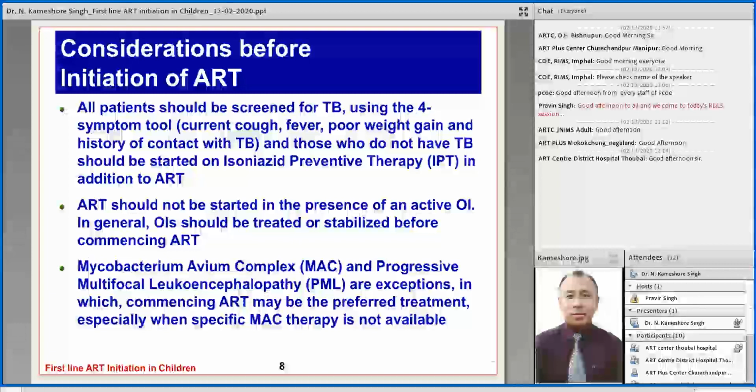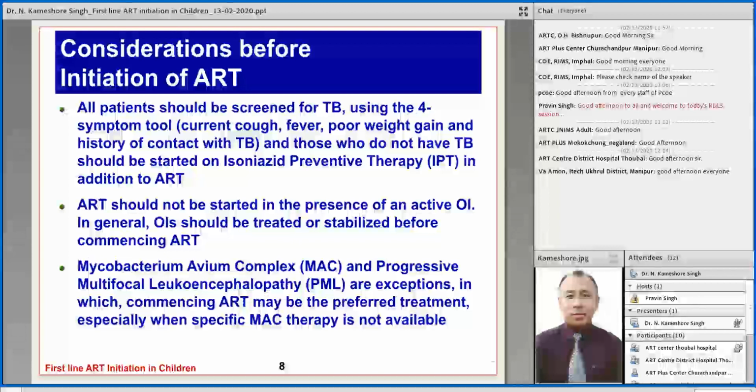If those children do not have tuberculosis, we may start IPT, that is isoniazid preventive therapy, in addition to ART. ART should not be started in the presence of active OI, as I have mentioned already. In general, the principle is that opportunistic infections should be treated or stabilized before the commencement of ART. In case of Mycobacterium avium complex and progressive multifocal leukoencephalopathy, the commencement of ART itself may be the preferred treatment, as this will decrease the infections, especially when specific MAC therapy is not available.